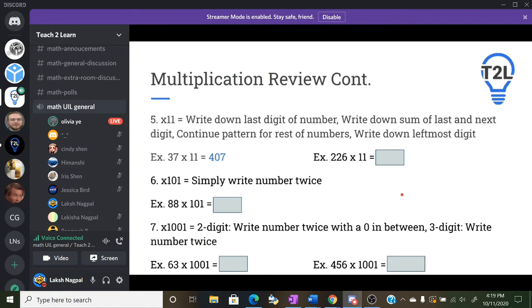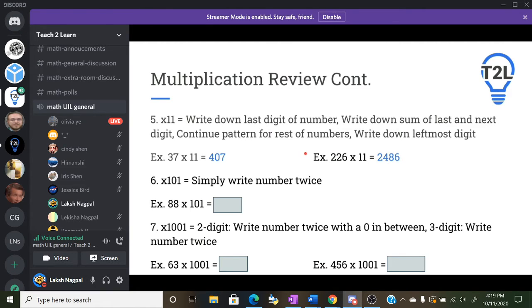It looks like most of you guys are in agreement, so I'm just going to go ahead and review. Yeah, you guys were right. For this one, you just write down the 6, add 2 plus 6 to get 8, add 2 plus 2 to get 4, and then write down the very first digit to get 2.